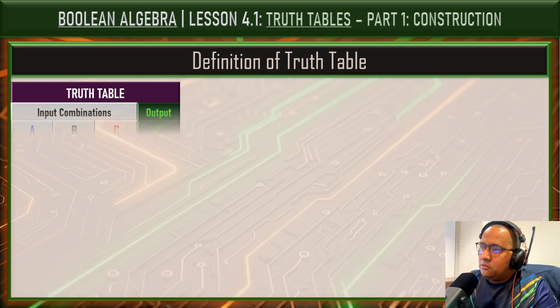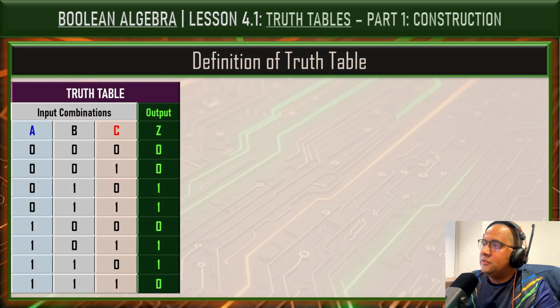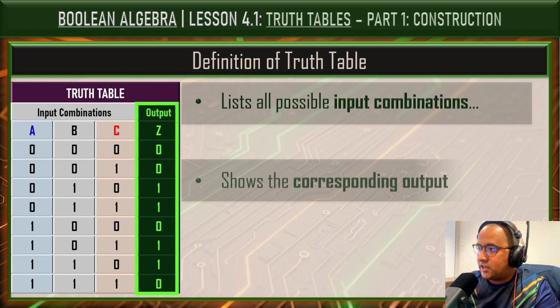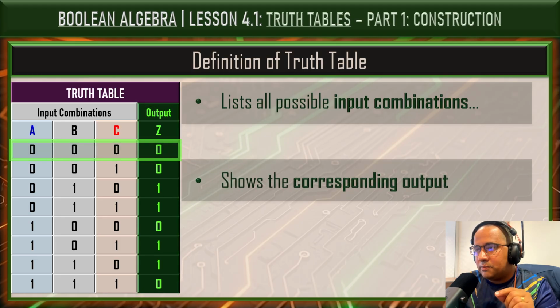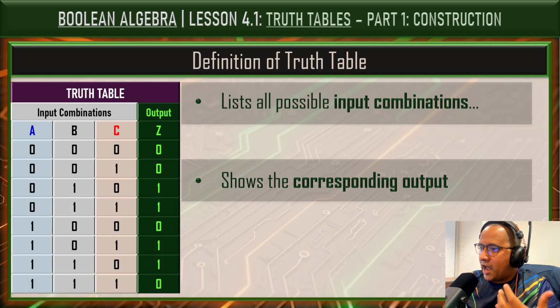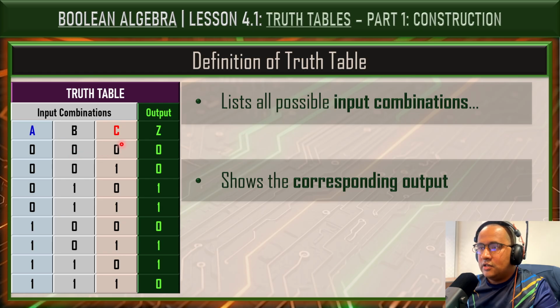A truth table is a way to represent a logic function by listing all possible combinations of input values and showing the corresponding output for each case. Each row represents a specific input condition. In other words, for every possible input combination, the table tells us what the output will be. So a truth table doesn't just represent a function, it shows how that function behaves.